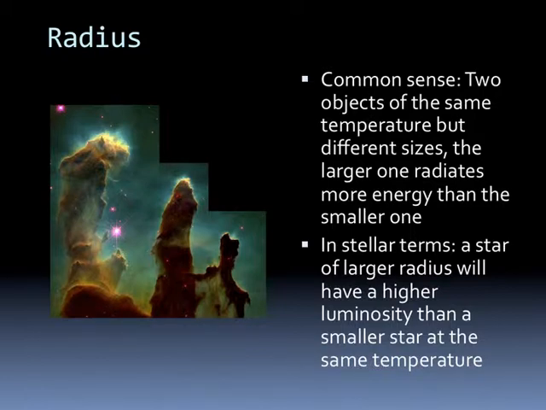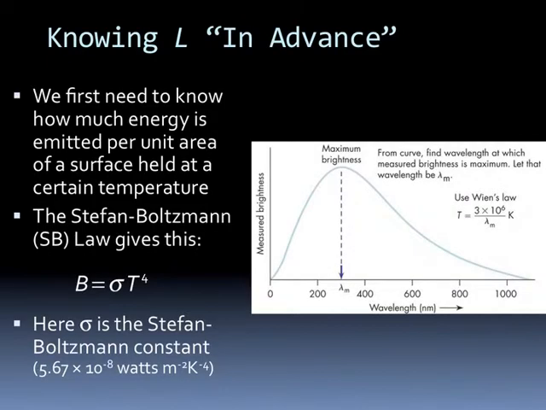In stellar terms, a star of larger radius will have a higher luminosity than a smaller star at the same temperature. So how do I know the luminosity in advance? First, we need to know how much energy is emitted per unit area of a surface held at a certain temperature. There's another law in physics, I'm just letting you know how this works. The Stefan-Boltzmann law. You don't need to know how to use it, just that it exists. It says the brightness of an object is equal to some constant, the Greek letter sigma, times its temperature to the fourth power.